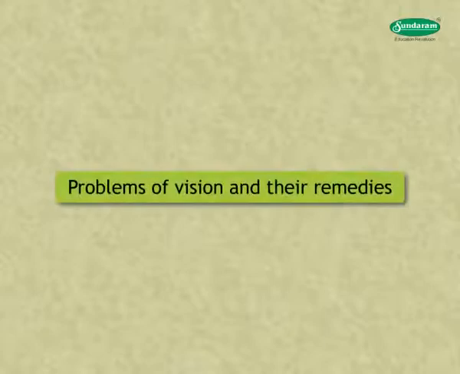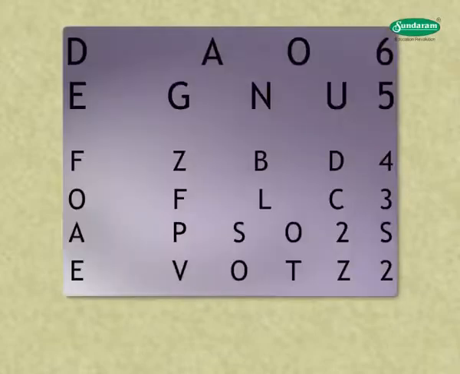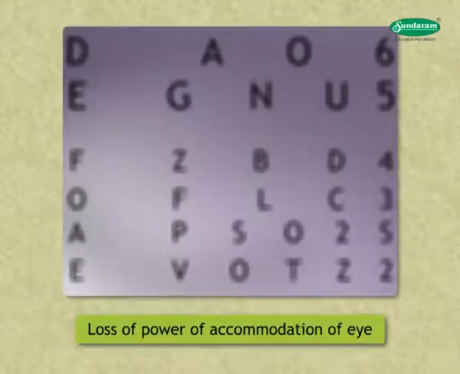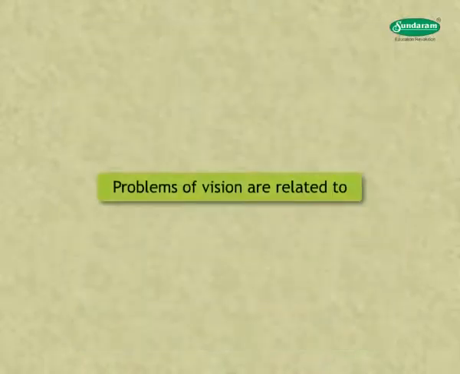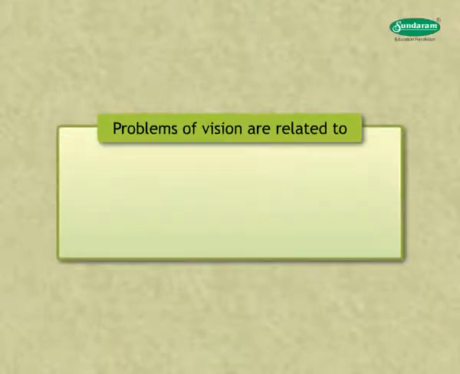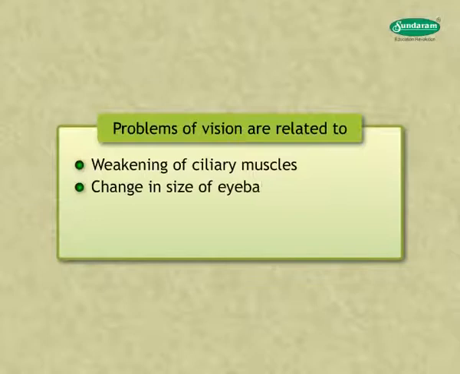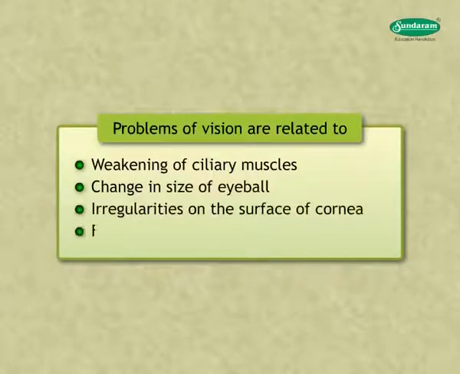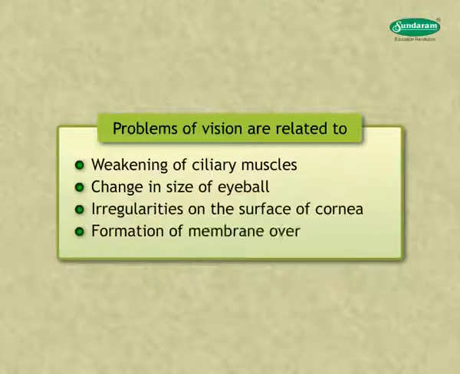Let us look at the problems of vision and their remedies. Some people cannot see the objects clearly due to loss of power of accommodation of eye. The problems of vision are related to various reasons like weakening of ciliary muscles, change in size of eyeball, irregularities on the surface of cornea, formation of membrane over the eye lens, etc.